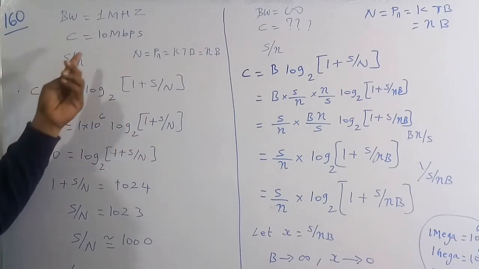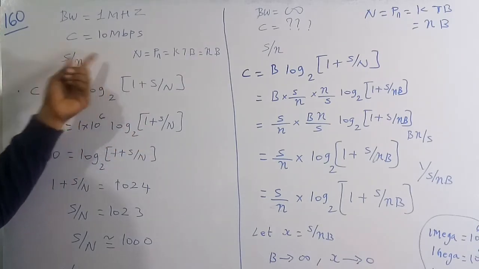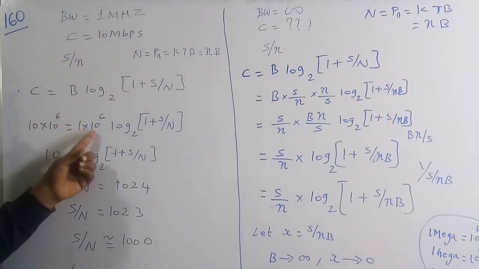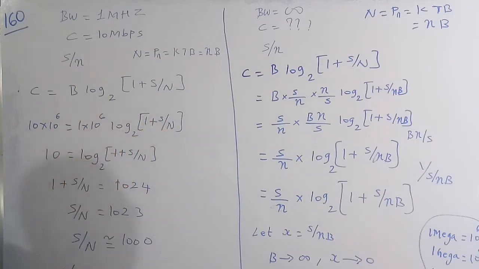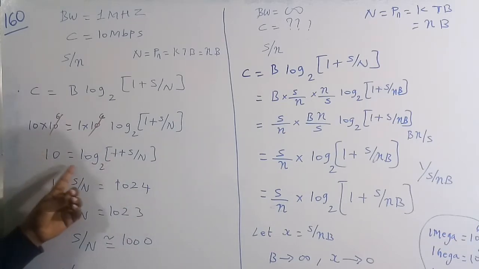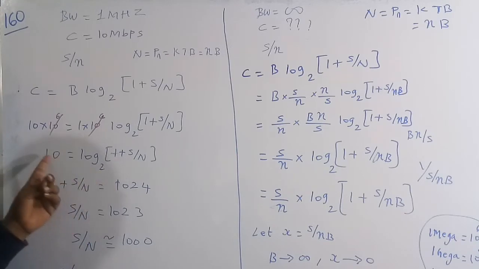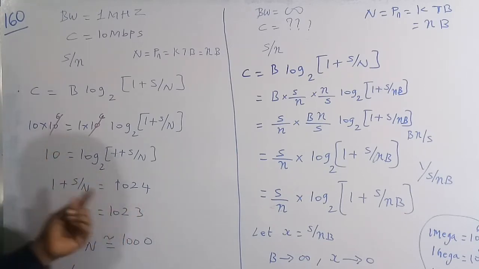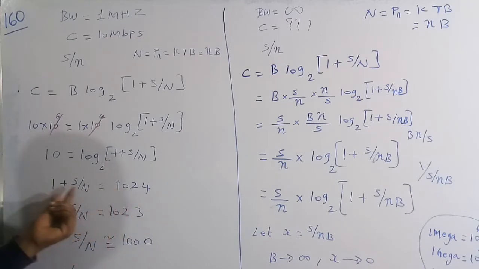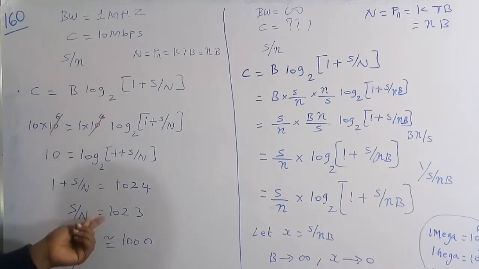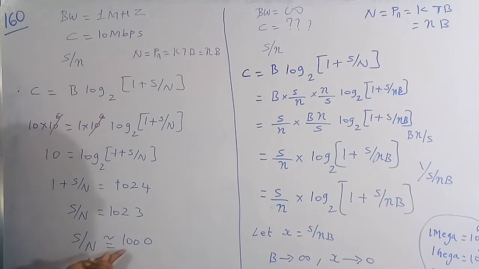In the first case, the channel capacity is 10 megabits per second. So 10 into 10 to the power of 6 is equal to 1 into 10 to the power of 6 (the bandwidth is 1 megahertz) into log base 2 of 1 plus S by N. So 10 to the power of 6 and 10 to the power of 6 cancel. Finally we get 10 is equal to log base 2 of 1 plus S by N. So 2 to the power of 10 is 1024, and 1 plus S by N is equal to 1024. Taking the 1 to the other side, we get S by N is equal to 1023. I am going to assume it is approximately equal to 1000. Therefore S by capital N is nearly equal to 1000.